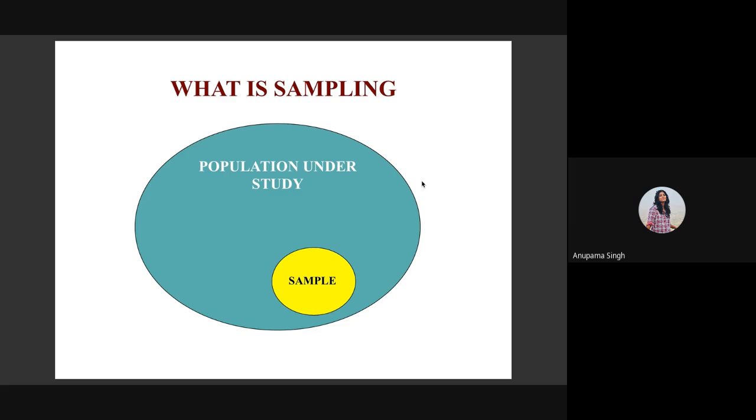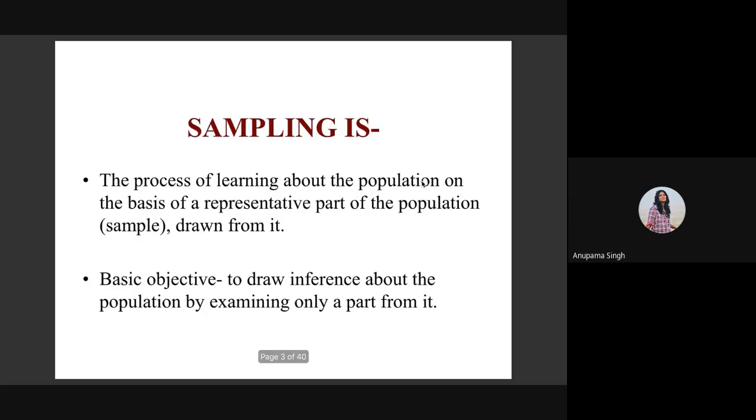Okay. So where were we? We were talking about the smaller portion of the population that is called a sample. So when we defined sample, we defined the whole process of sampling to be learning about a population on the basis of a representative part. That representative part should be such that it represents each and every individual of the population.